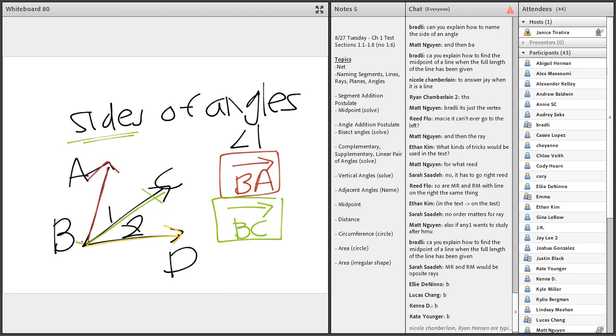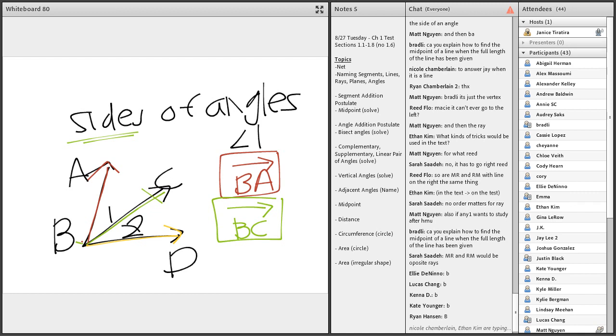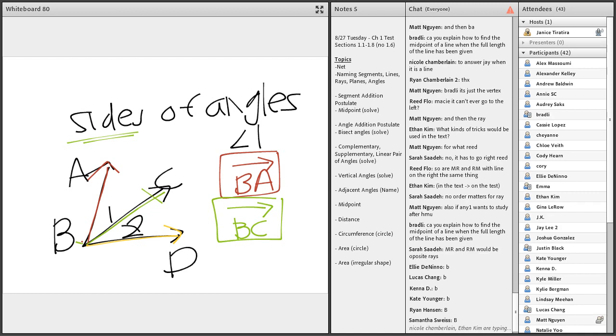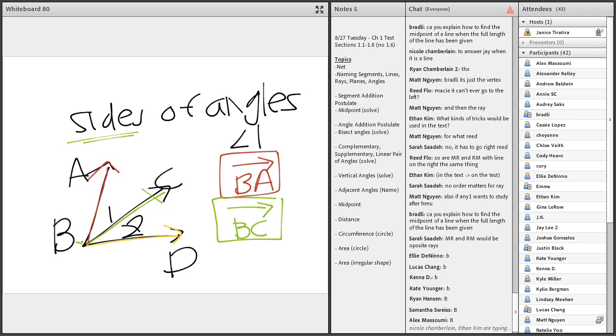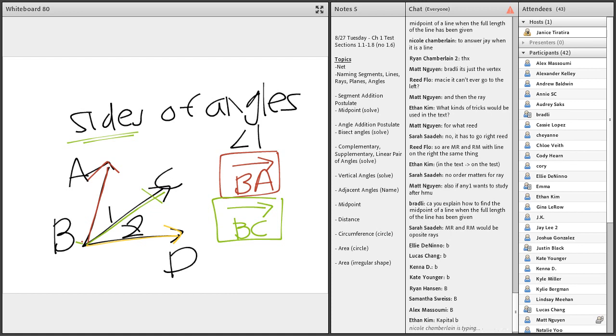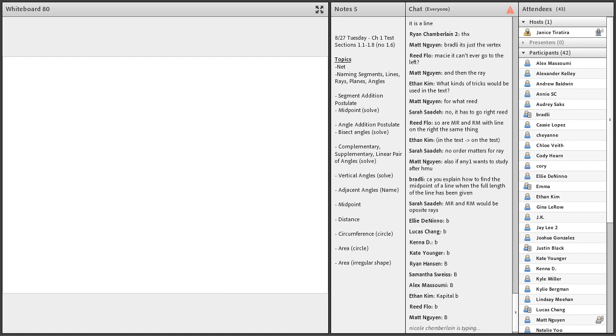Very good, capital B. All right, so can you explain how to find the midpoint of a line when the full length of a line has been given? Bradley, I don't know. All right, you guys can stop answering. Thank you, guys. Okay. Bradley, I don't know what you're meaning.